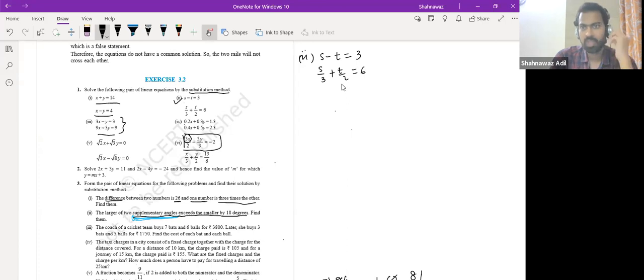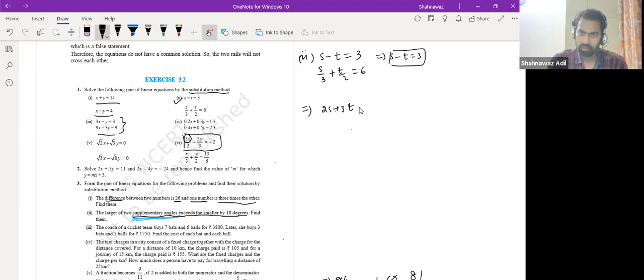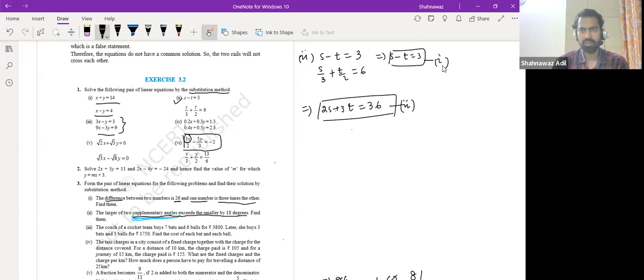The first one will remain the same, s minus t equal to 2. The second one will be 2s plus 3t by 6 equal to 6, which will be 2s plus 3t equal to 36. This one is the second. Solve this further. Substitute the value of one of the variables in the second equation as well. Please find the solution.